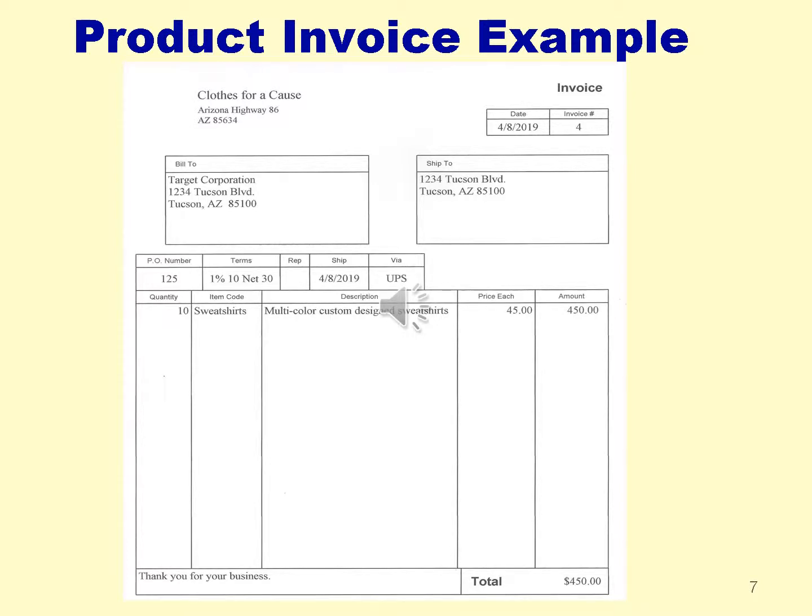Let's take a moment to review this product invoice. This is an example that we are continuing with our company, Clothes for a Cause. And this is showing a sale the company made to the Target Corporation. This form may look familiar to you as it is generated from QuickBooks accounting software. It can also be customized to have the appearance desired by the company, including the company's logo.